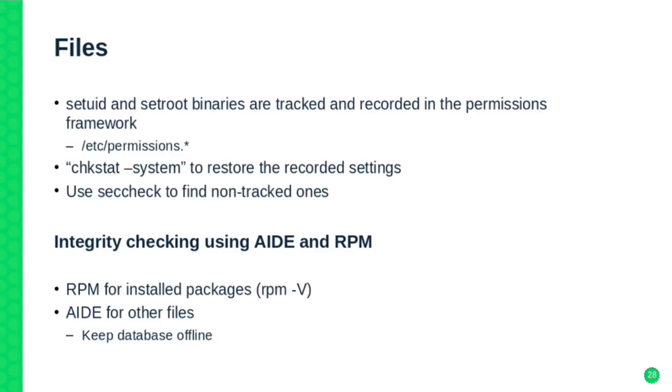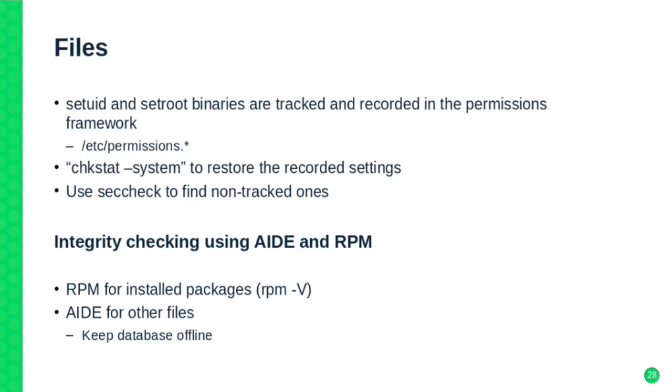Files. There are two parts of files. Files, so permissions for programs, setuid, setgid permissions that give local users that run these programs more permissions. This is interesting for security, of course. The ones that are shipped by SUSE are tracked and also recorded in a permissions framework. The configuration for that is in /etc/permissions, /etc/permissions.easy or /etc/permissions.secure. And there's a tool called chkstat that we include that can verify and also restore those settings of those binaries.